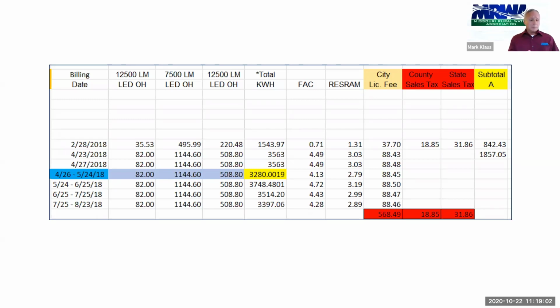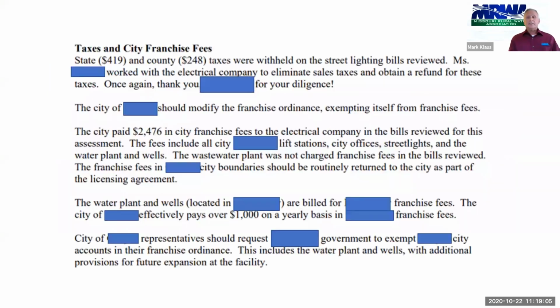Well, the same goes for your community. This is one of the nice ones. This is what really makes the job great. We get to give compliments out. This one here is the lady, they were collecting state and county taxes, roughly about $670. She worked with the electric company to get the sales tax eliminated, and they got a refund. You would be surprised how thrilled people are to get a chunk of money like that just shows up.